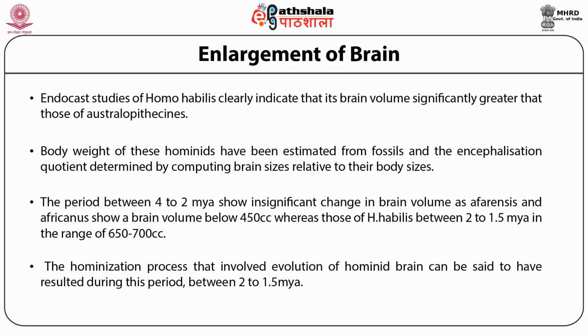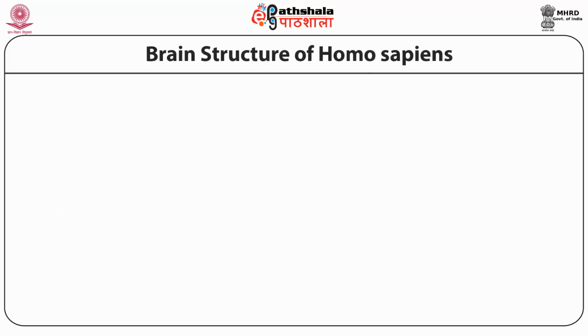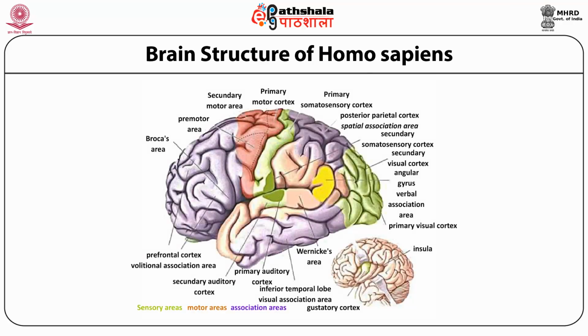We can see the changes in the evolutionary process of encephalization in the earlier figure also, and the different parts of the brain which perform different roles. We can see this information in the next figure. This figure explains the brain structure of Homo sapiens. The labeling of this figure explains the area and the role performed by different regions of the brain.